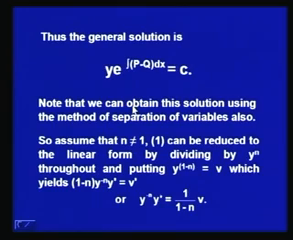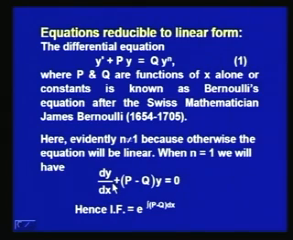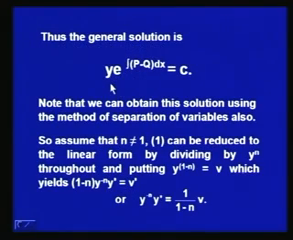Note that we can obtain this solution using the method of separation of variables. We can write this equation dy over dx plus p minus q into y equal to 0 as dy upon y equal to q minus p into dx. So, we are able to separate the variables x and y, and therefore, we can obtain the general solution of that differential equation, which will again be the same as y into e to the power integral p minus q dx equal to c.